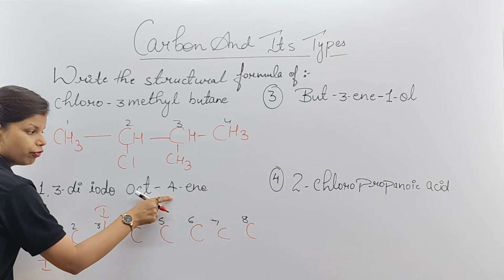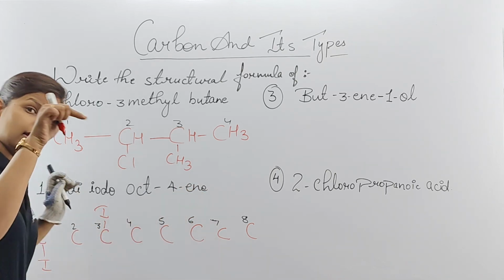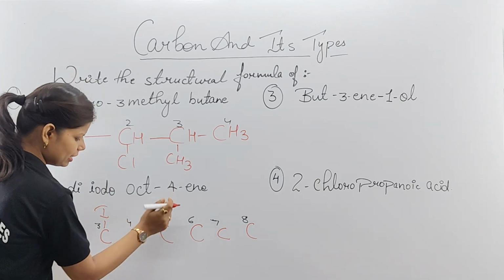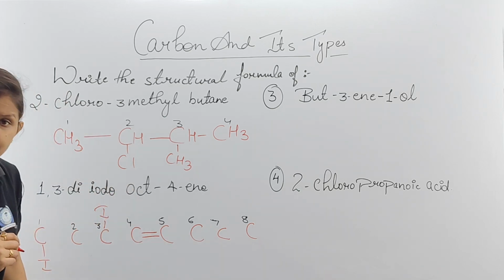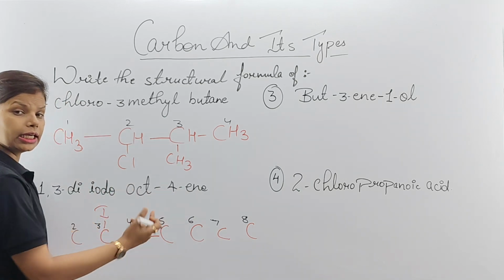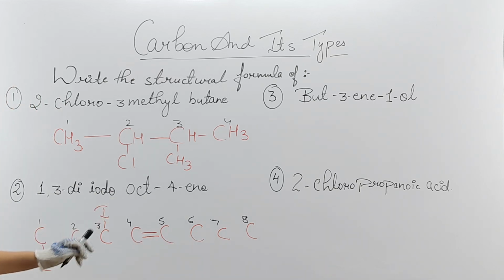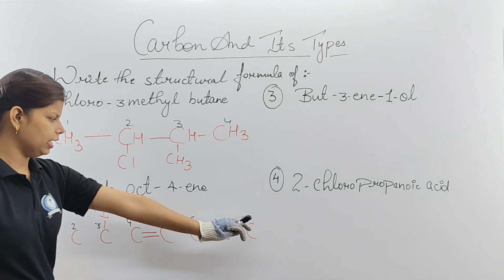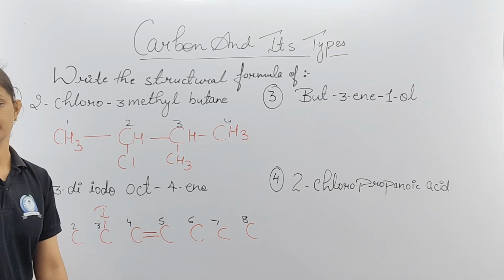Oct-4-ene. 4 means what? At the 4th place we have ene. Alkane, alkene. Alkene means what? Double bond. So at the 4th place we have to make which type of bond? We have to make a double bond because here we have ene and that group is attached at this place. Now let's count how many carbons we have. 1, 2, 3, 4, 5, 6, 7, 8. Almost done. We have to arrange the presence of hydrogen.